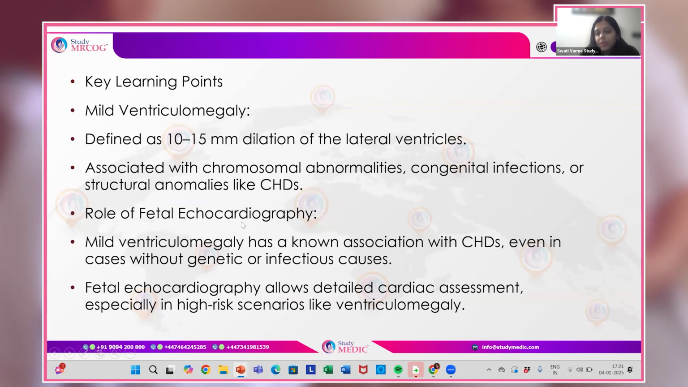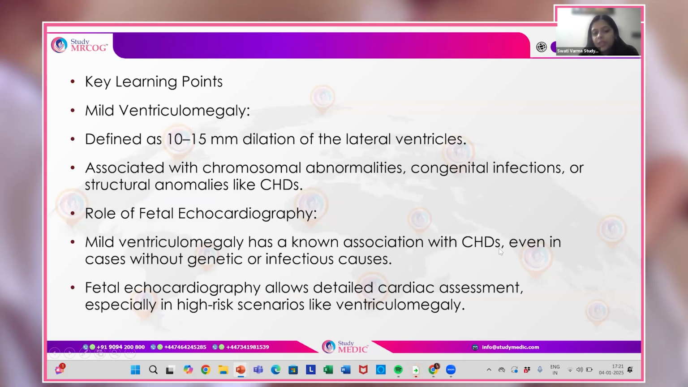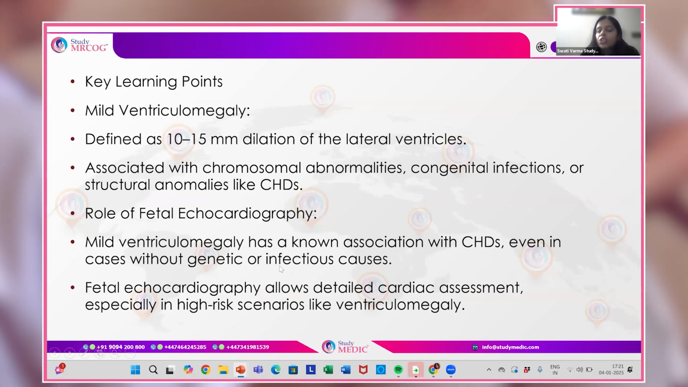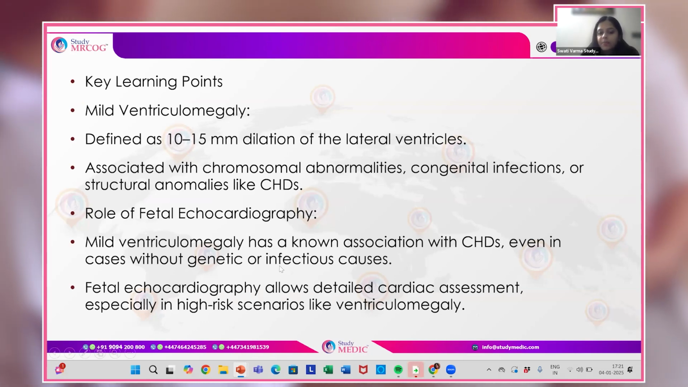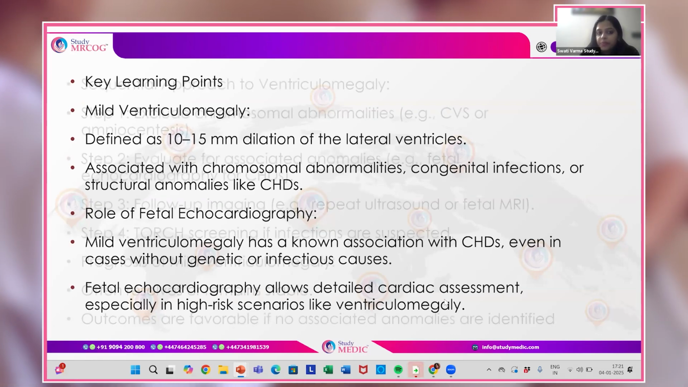The first step which is offered is fetal echocardiography. Why? Because mild ventriculomegaly has a known association with congenital heart defects, even in cases without genetic or infectious causes. And fetal echo will allow the detailed cardiac assessment.